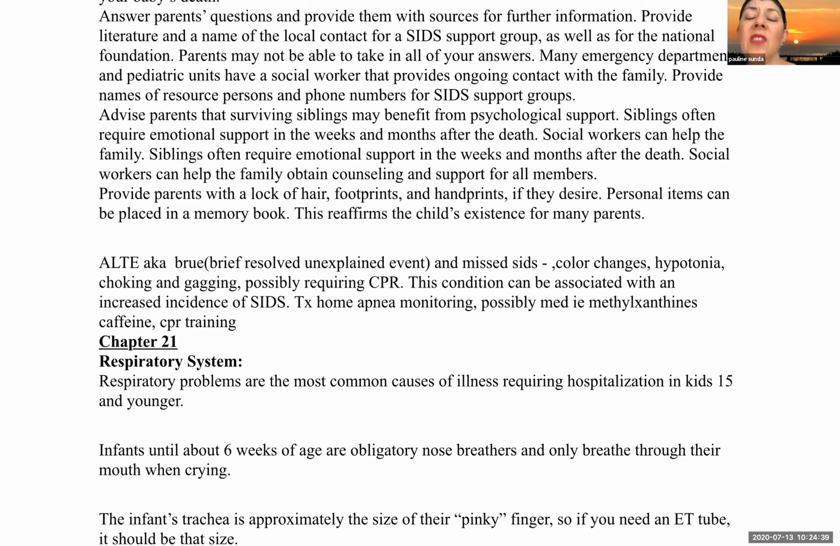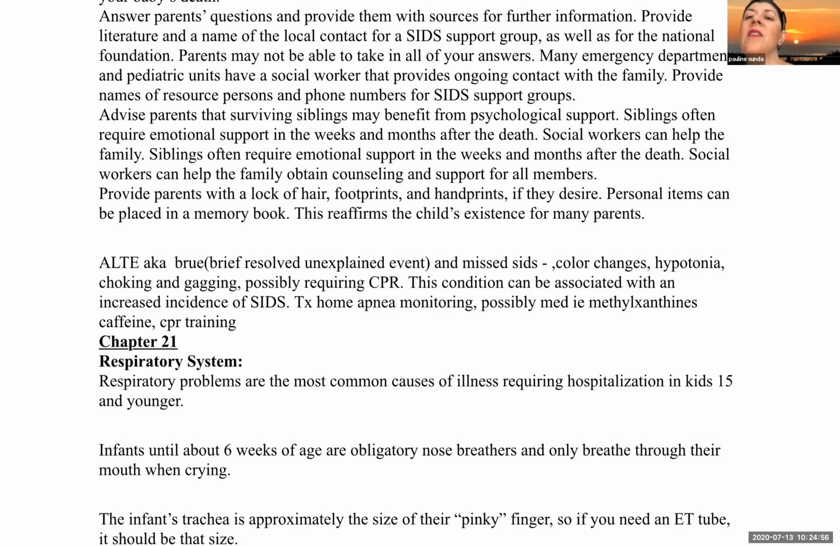As a nurse, we can provide the parents with a lock of hair, footprints, and handprints if they desire. It's like a memory card. These personal items can be placed in the memory book. This reaffirms the child's existence for many parents.